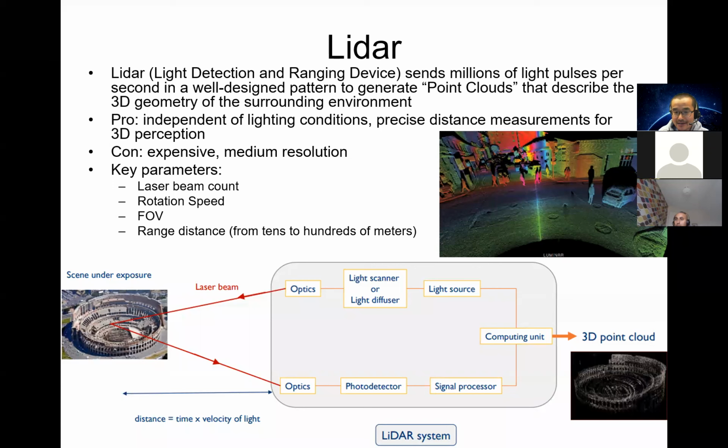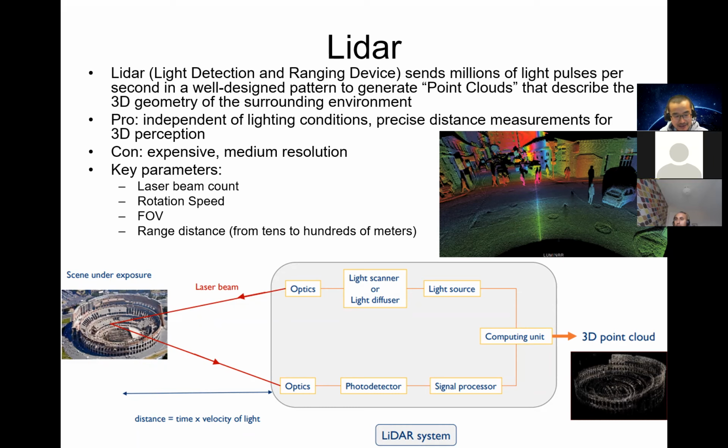So that's why LiDAR is a very good complement to cameras. They can be used together, whereas the LiDAR can detect obstacles very well, and cameras can tell you the traffic sign, the traffic lights, and other more detailed information. So the pro is that it's independent of lighting conditions, and you get precise distance measurements for 3D perception. You can get 3D perception with 2 cameras, but still the distance is not as precise as LiDAR. The con is that it's expensive and resolution is medium.